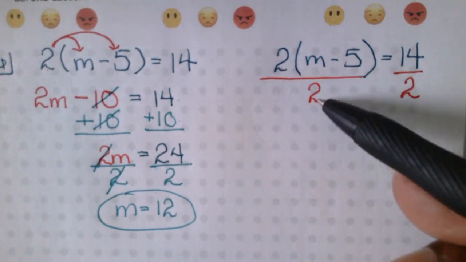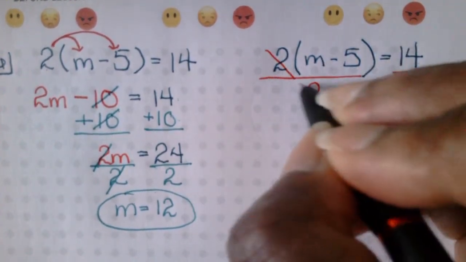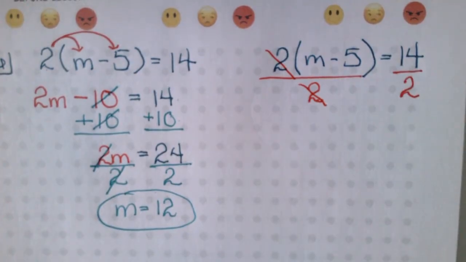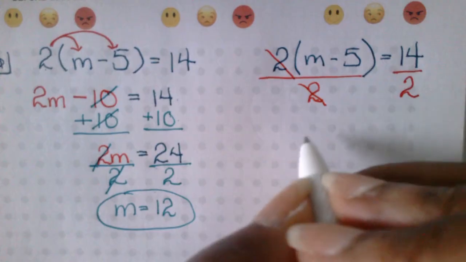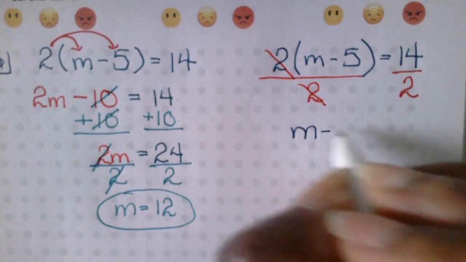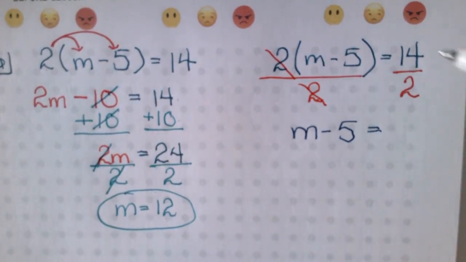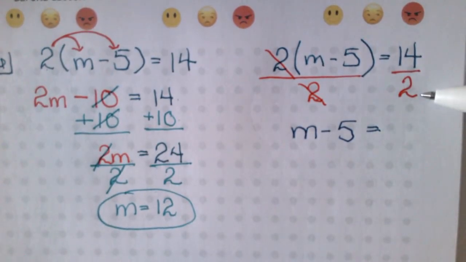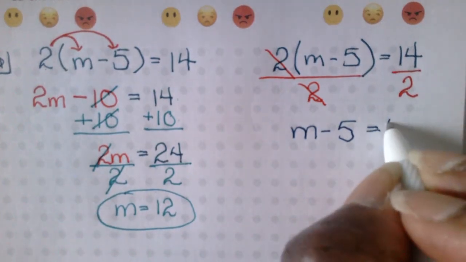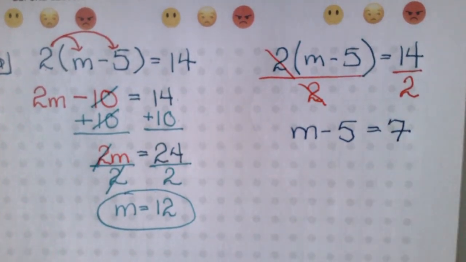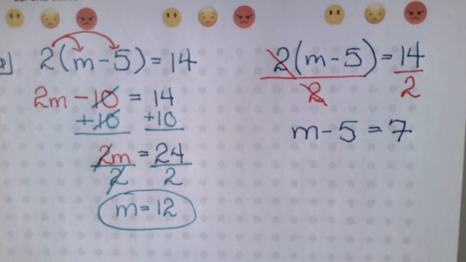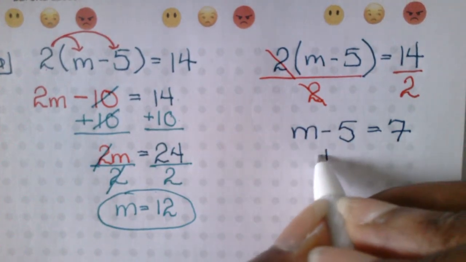Because then 2 divided by 2 gives you 1, and 1 times anything is itself. So now we have 14 divided by 2, that gives me 7. So that was 1 step, right? Now we need to subtract. We need to add. We've got to do its inverse.